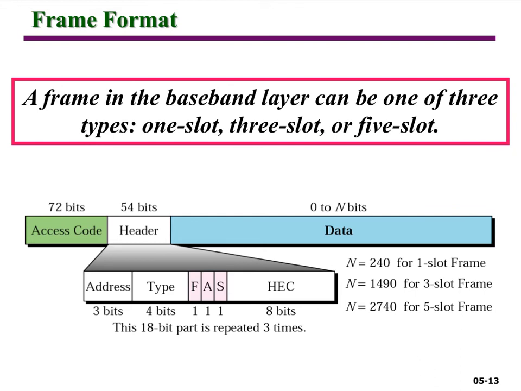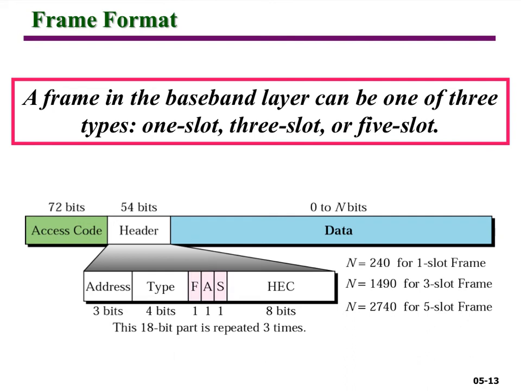So this is basically the frame format. The access code is used to provide synchronization at the different time slots. It's what we called before in 455 the preamble, and the preamble is usually used to synchronize the transmission at the beginning of each time slot.